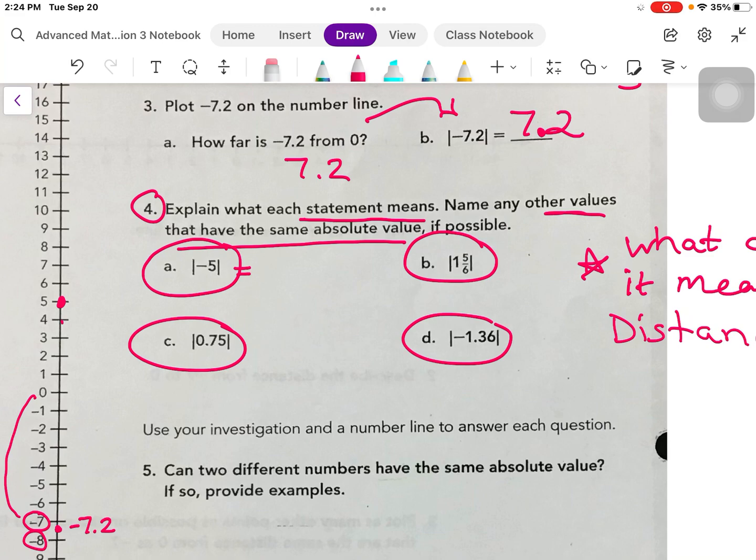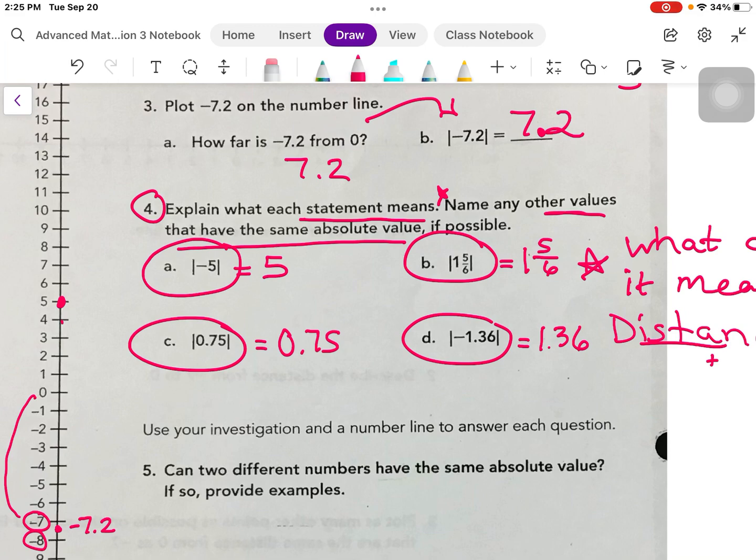Well, how far away is negative 5 from 0? It's 5. How far is 1 and 5/6 away from 0? It's 1 and 5/6. How far away is 0.75 from 0? It's 0.75. How far away is a negative 1.36 from 0? It's 1.36. The distance away from 0. Notice they're all positive because distance is always positive.